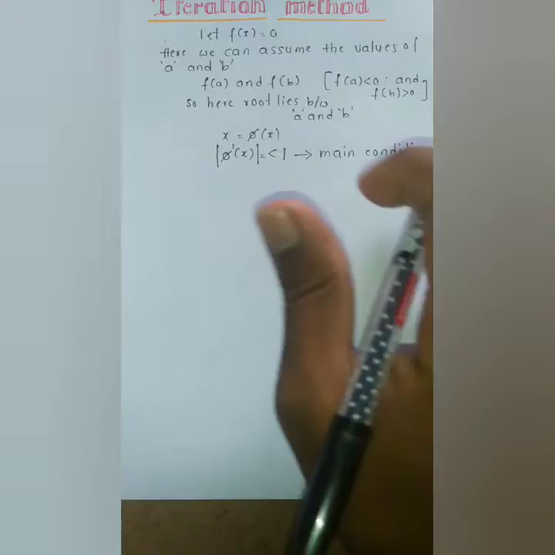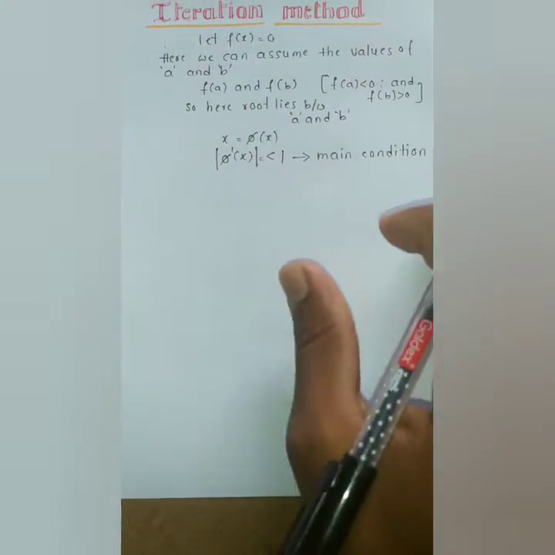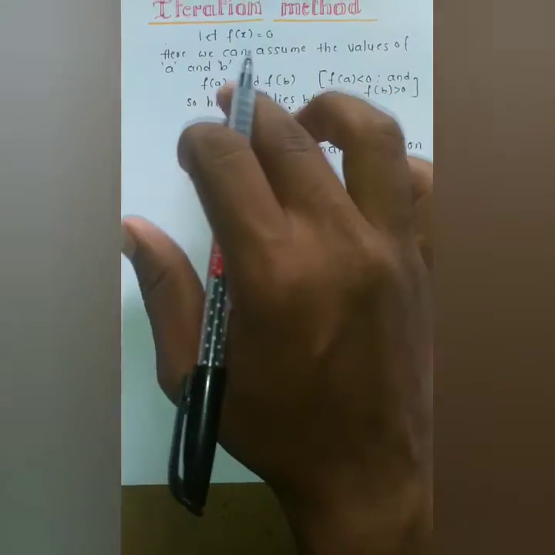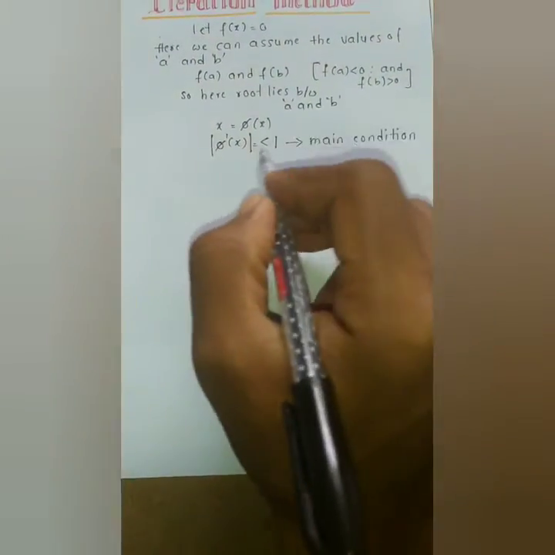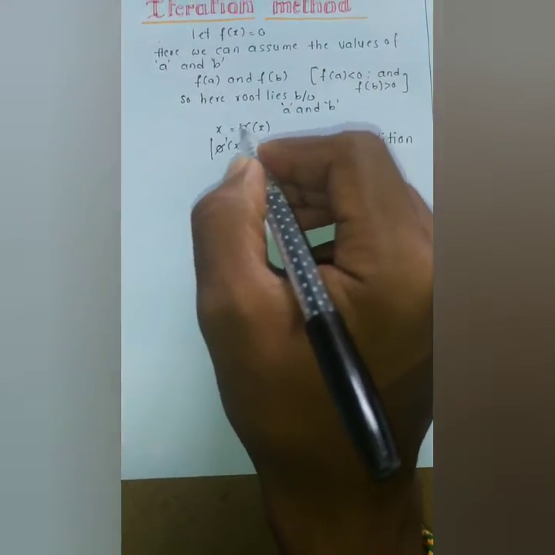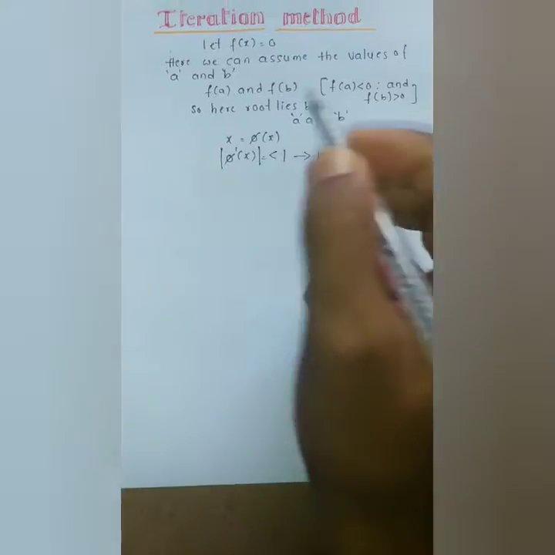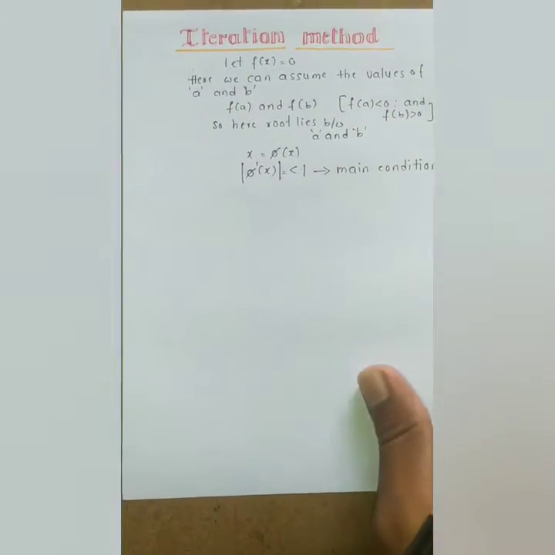We check this condition. Here this condition is satisfied. After that we can solve the problem. Here phi dash of x is less than 1. Here we consider x = phi(x). This is the equation, and here we can find the approximations.